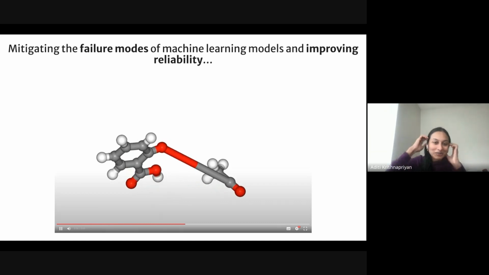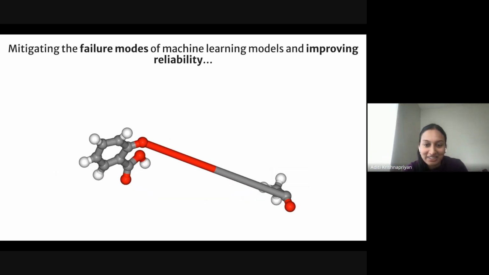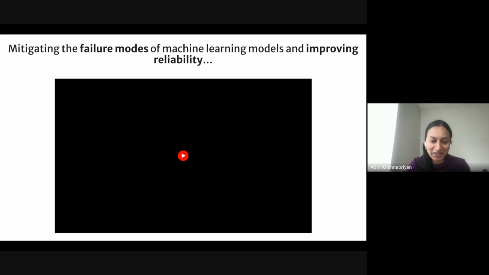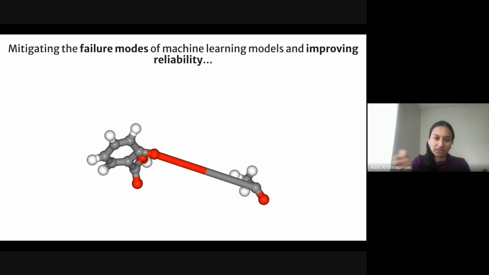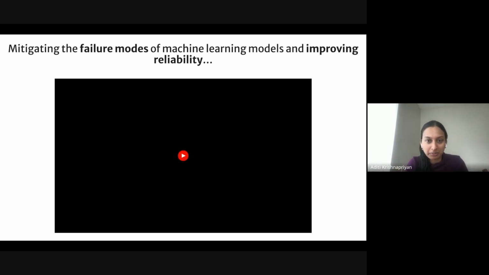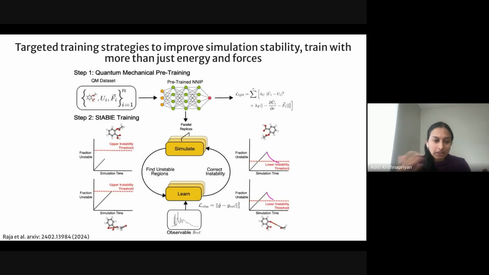Yeah. So one thing, when you run these ML models, sometimes you see some behavior that seems a little bit odd, like this example of this molecule becoming really unphysical as you run it over time. And this is, of course, concerning because practitioners want to use these models, and how can you trust the reliability of these ML models given this? On this point, another thing we've looked at is really trying to think about targeted training strategies to improve this simulation stability, but also to train it more with just energies and forces.